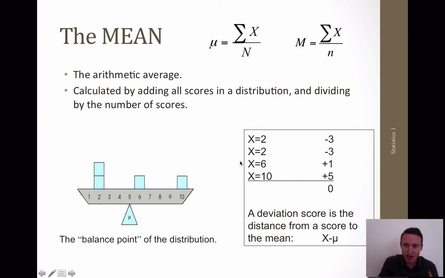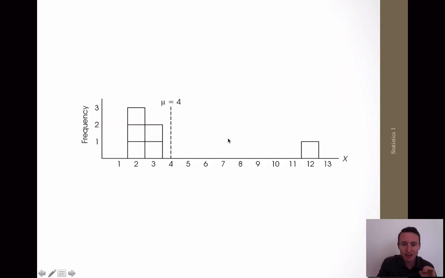There is a disadvantage, however, to the mean. A couple, actually. The first is that the mean is sensitive to outliers. So what's an outlier? An outlier is an extreme score, one that is very different than the rest. So here we have an outlier. The outlier is this 12 over here. 12 is clearly very different than all these scores down here.